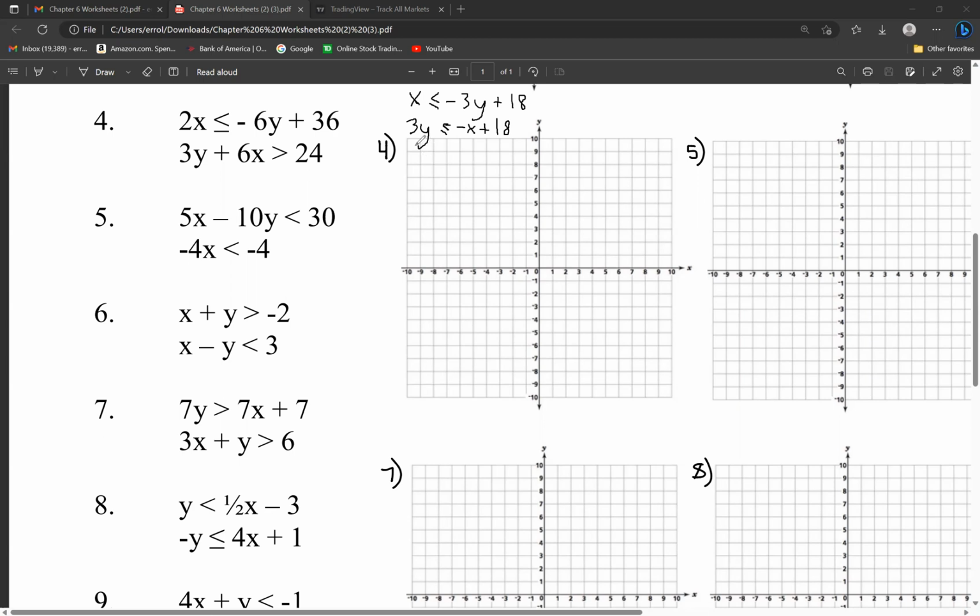3. All right, so if we divide everything by 3, y less than or equal to negative 1 over 3x. What's 18 divided by 3? 6. All right, so tell me how to graph this first one. y is less than or equal to negative 1/3 x plus 6.